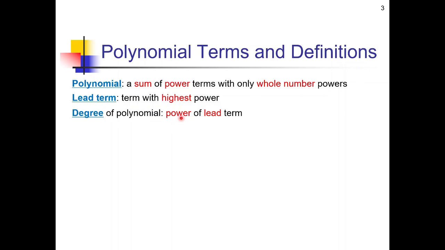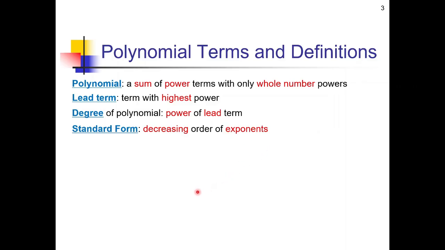Now it is a good idea to have your polynomials in a certain order to make them easier to read. That is called standard form of polynomials, and this is when you have a decreasing order of exponents, so that your first term is also your lead term and the other exponents go down in order.